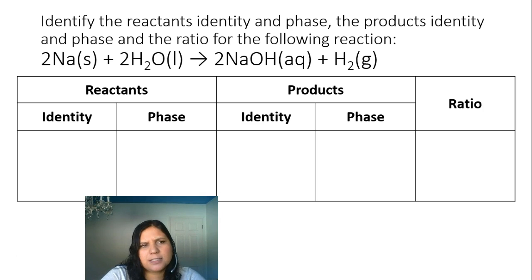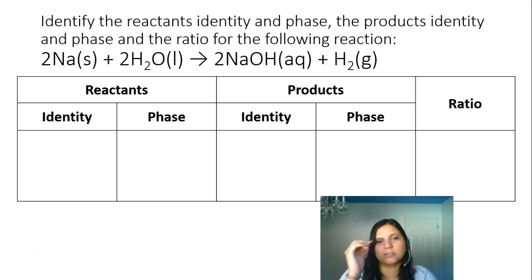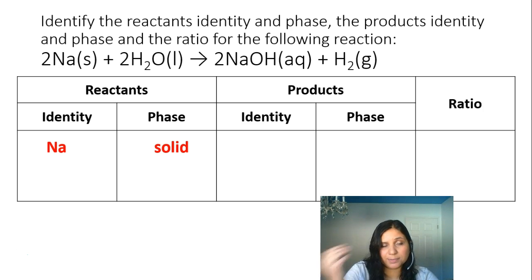All right, last part of this, we're going to identify the reactants, what phase they're in, and then identify the products and what phase they're in, and then find the ratio for that reaction. Okay, so we're just going to take this reaction and break it apart into the information here. All right, so the first one, Na, which is sodium. Okay, so I split it from its 2 and its parentheses S. So I just want to know what is that reactant. Okay, and its phase is solid. This would be one of my reactants.